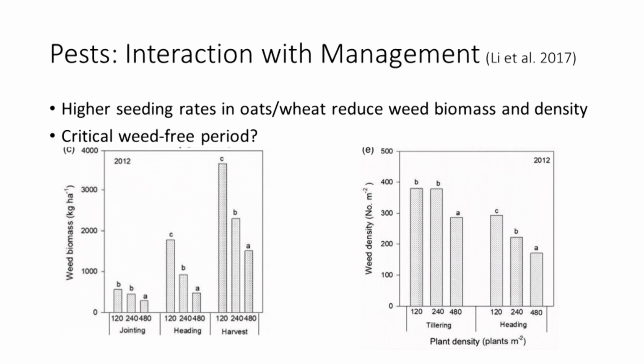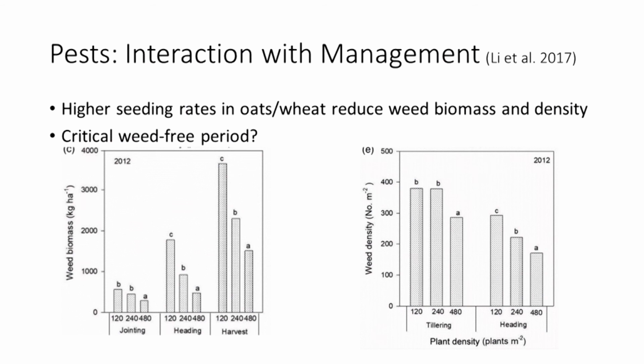And you can see that especially later in the season, say at heading and harvest, weed biomass was much lower in the higher seeding rate of oats. And again, this is probably due to just that shading effect. You have more oats, so they're shading those weeds more effectively. What's interesting here is you've got to think, well, what's going on during that critical weed-free period? Because that's really when weeds are going to reduce oat yield. Now, I'm not sure when that critical weed-free period in oats is, but I imagine it's earlier in the season.